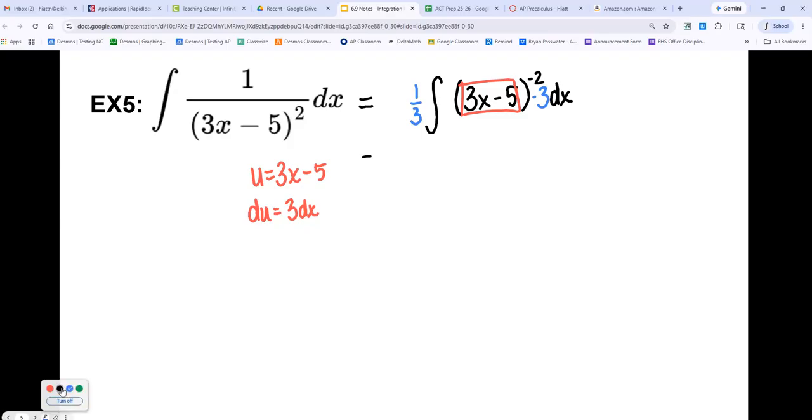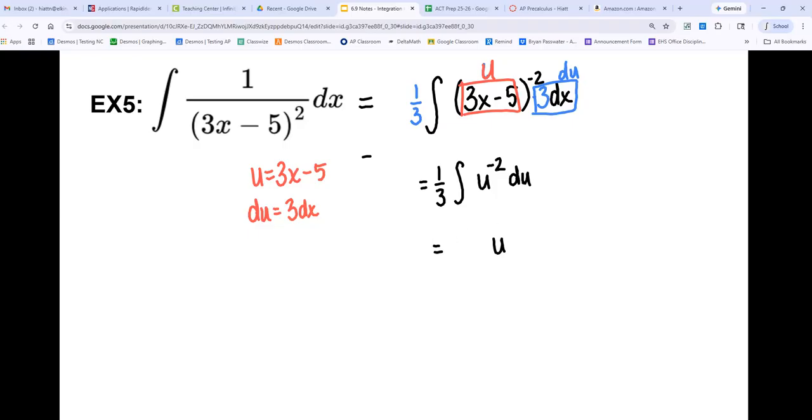So if I do that, then this part right here gets replaced with u. This part right here, my 3dx, gets replaced with du. So I'm looking at 1/3 the integral of u to the negative 2 du. Okay. Now we're just using the power rule. We just got to integrate using that power rule.